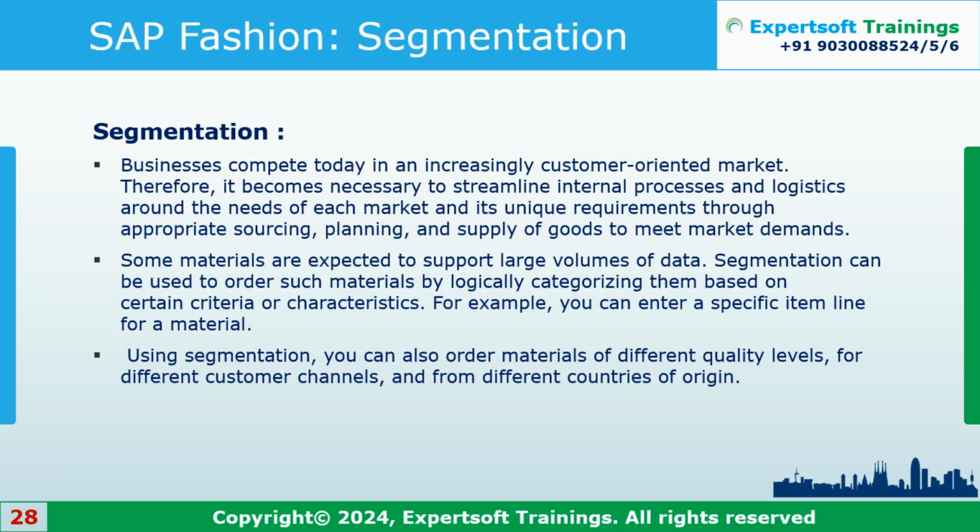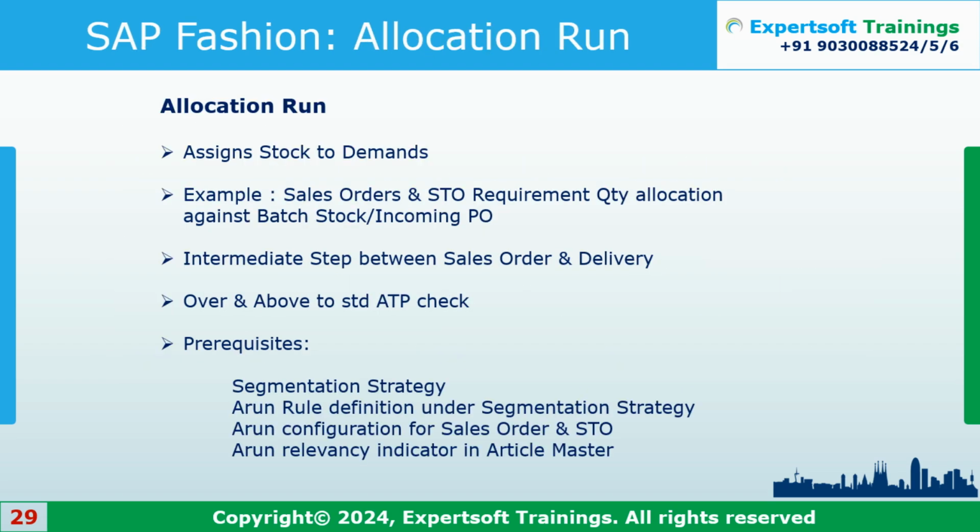So there are different theory covered in this slide on segmentation, but we will not talk about this. Yeah. So the next most important topic in fashion is allocation run, or better known as A run. So this is a process in fashion where typically a sales order or a stock transport order, meaning something which is requirement driven, is exclusively assigned against available stock, which can be a stock which is lying in the unrestricted use, or it can be a future stock, meaning an incoming purchase order.